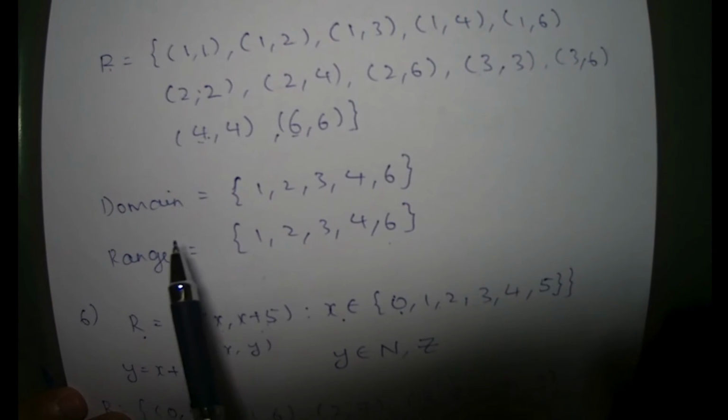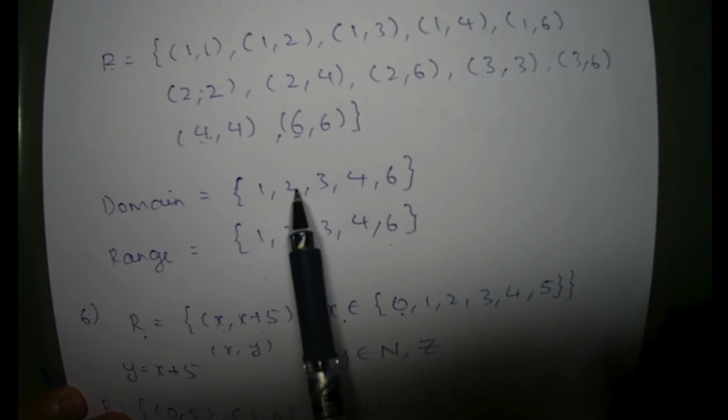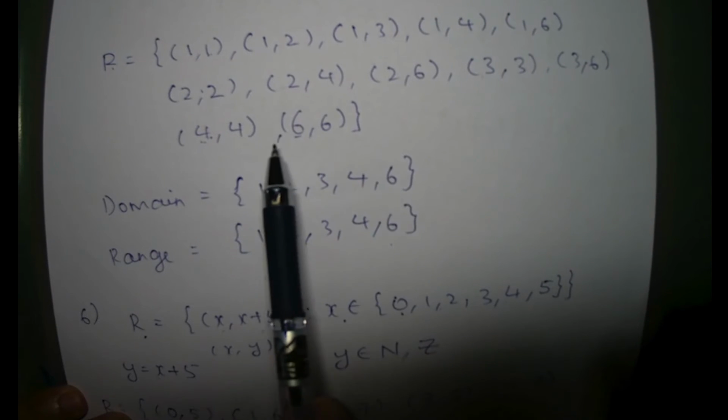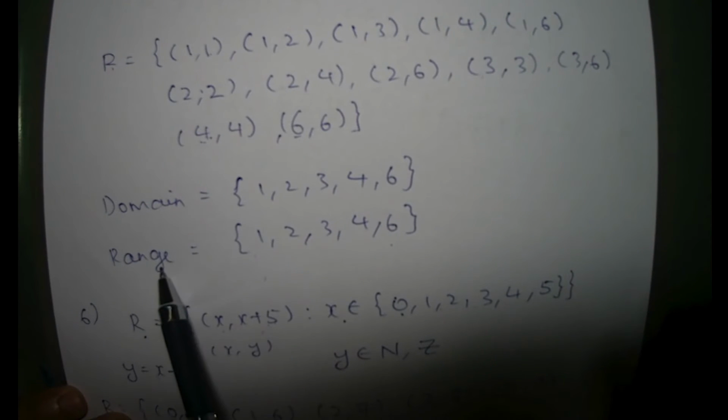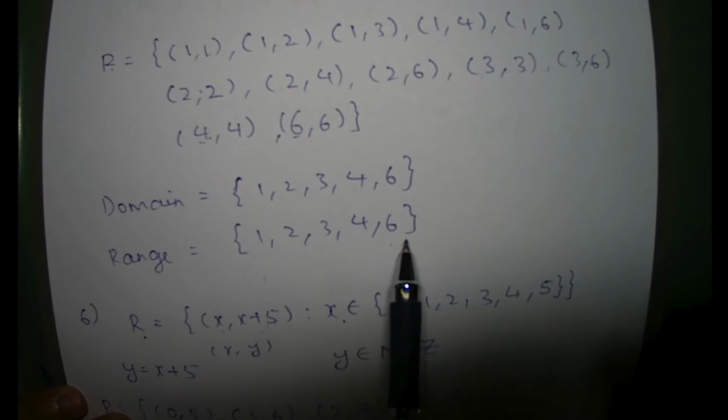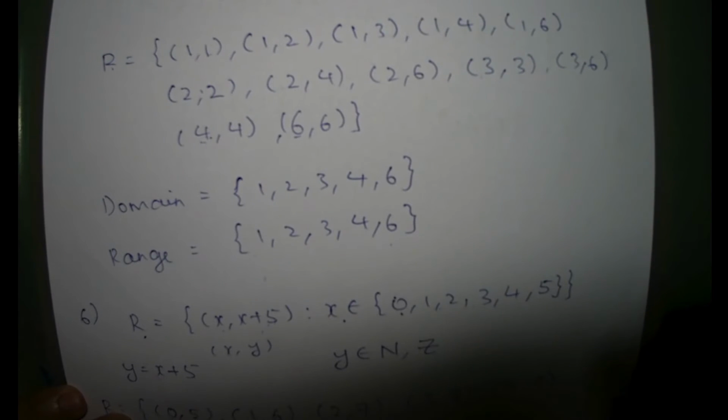From this we can get to know that the domain consists of 1, 2, 3, 4 and 6, which is nothing but all the x values. Range is 1, 2, 3, 4 and 6 again, which is nothing but all the y values.